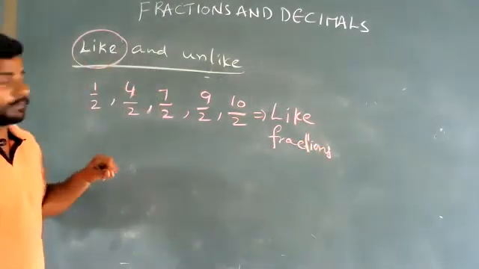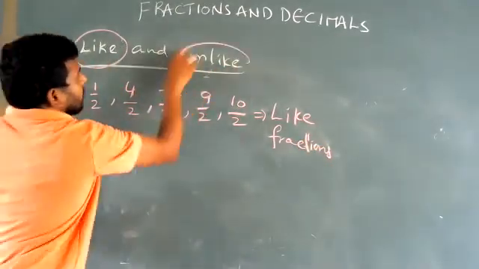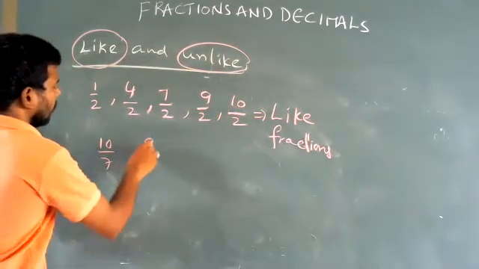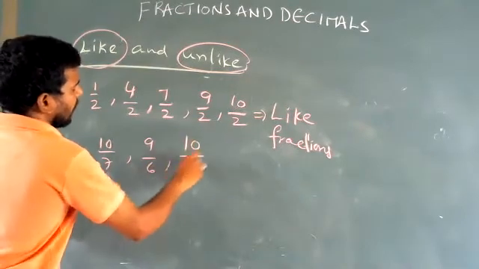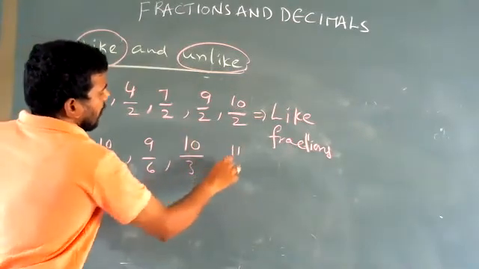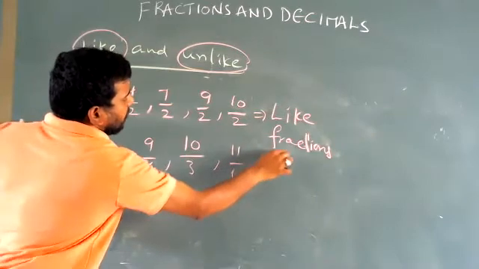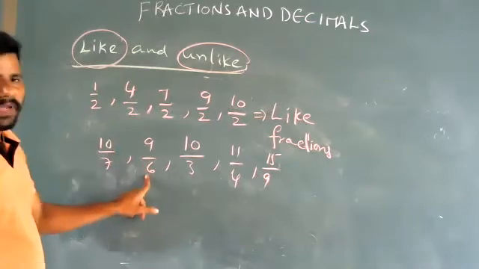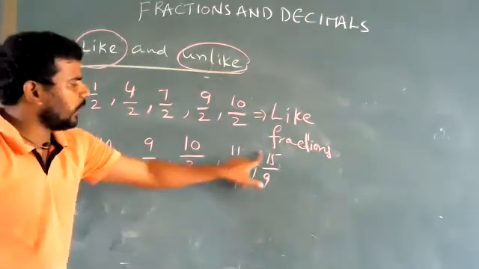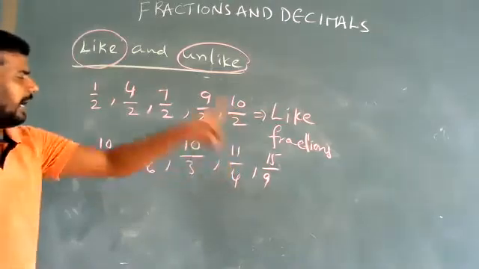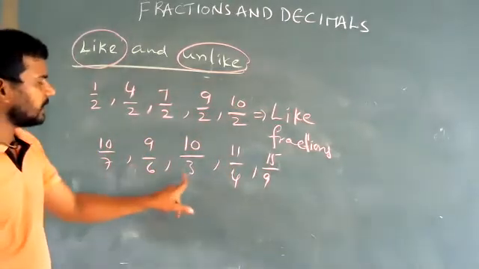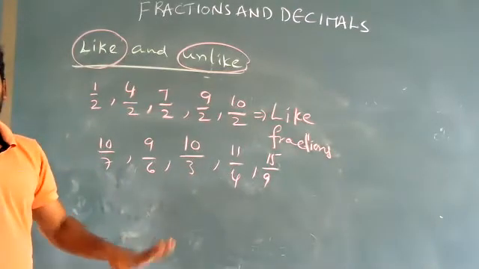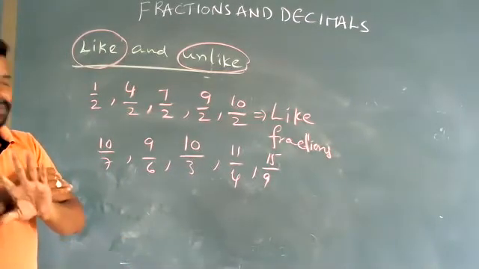What are unlike fractions? 10 by 7, 9 by 6, 10 by 3, 11 by 4, 15 by 9. Here the denominators are 7, 6, 3, 4, 9. All are different. So the denominators are not the same.